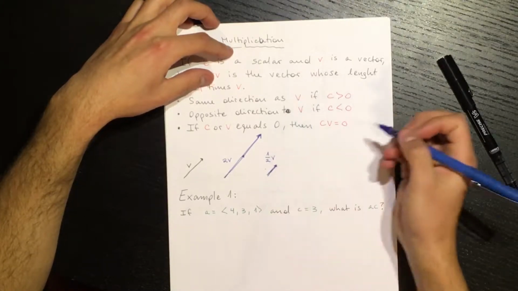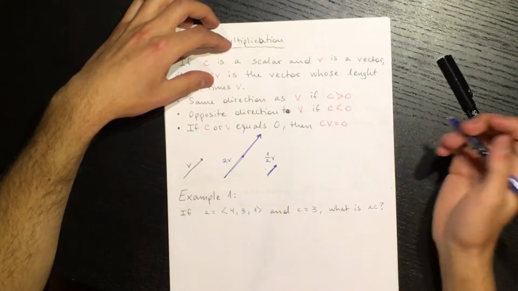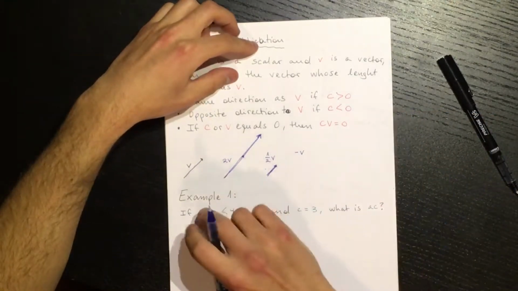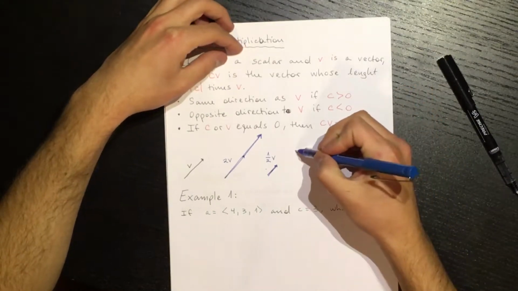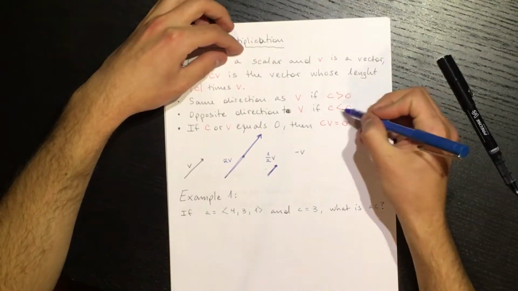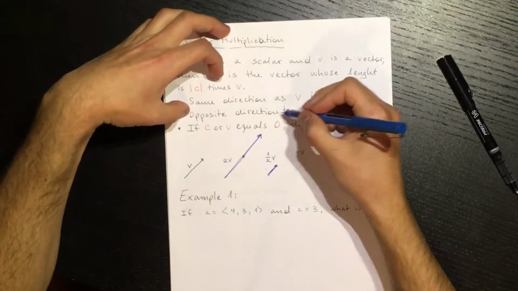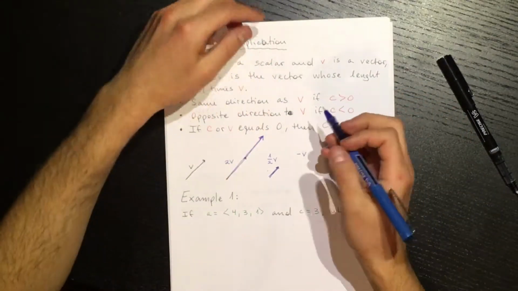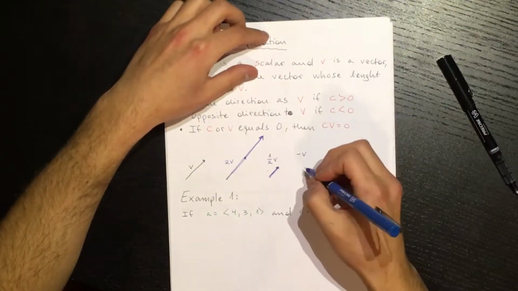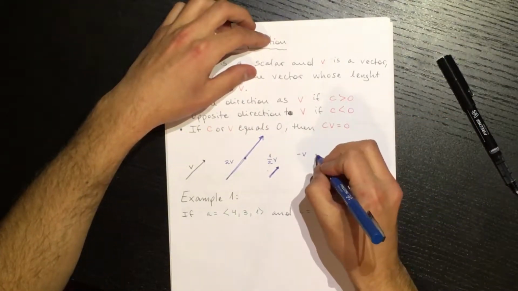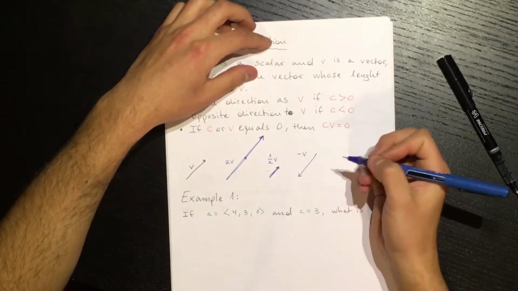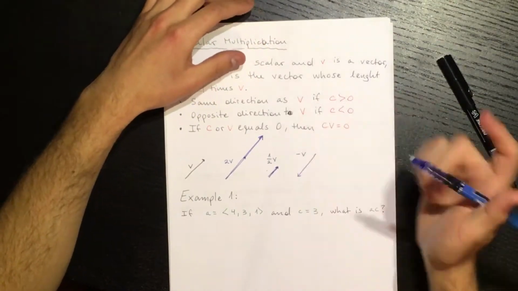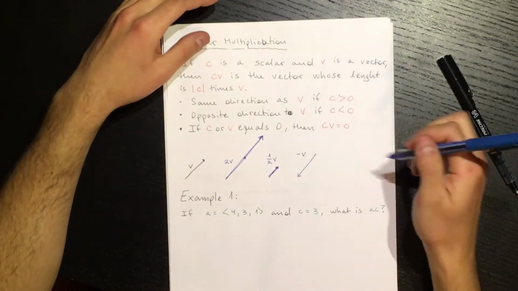This is 1/2 V. Then let's say we want negative V, for example. Remember, it is multiplied by a constant which is negative. It's -1, so it's going to be the opposite direction of V, but the same magnitude, because the magnitude of V is still the same. So same vector but in the opposite direction, which is going to be something like that. And so on with any other constant.